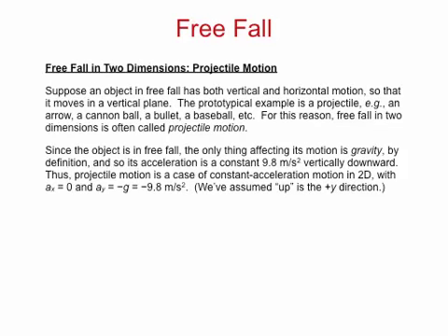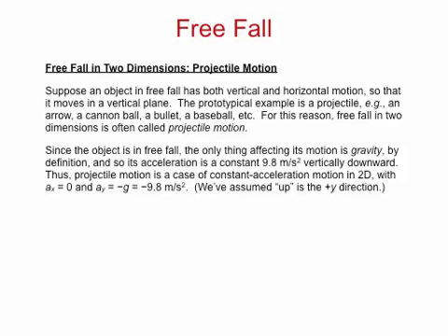Suppose an object in free fall has both vertical and horizontal motion, so that it moves in a vertical plane. The prototypical example of this is a projectile, such as an arrow, a cannonball, a bullet, a baseball, and so on. For this reason, free fall in 2 dimensions is often called projectile motion, and I'll use the two interchangeably.